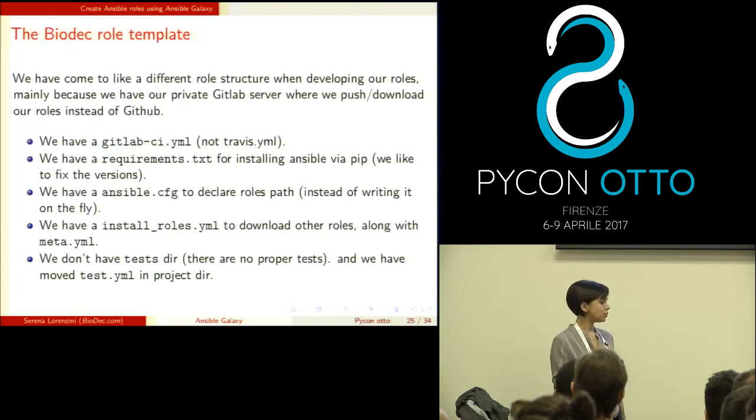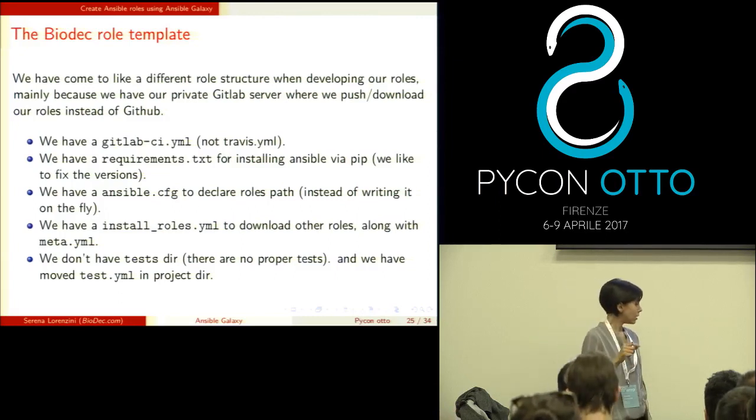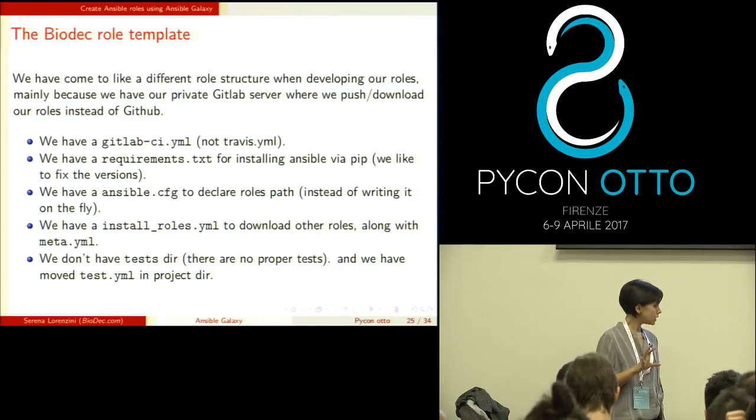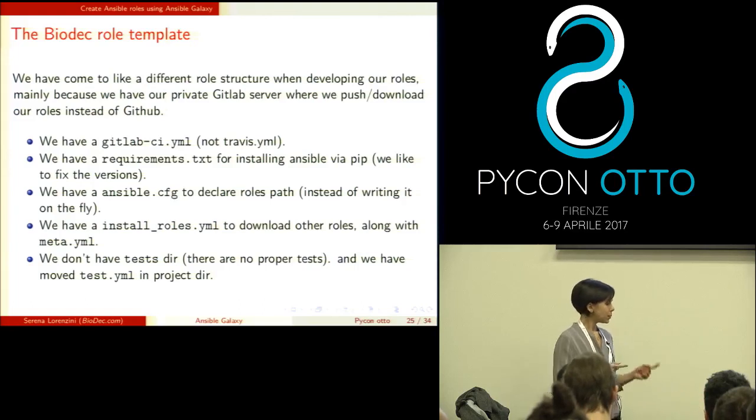So we have come to like a different role structure for developing Ansible roles. We don't want a Travis YAML file, we want a GitLab CI YAML file because we are pushing the code to GitLab. We want to fix the Ansible version, so we want a requirements file in the Ansible project. We want an Ansible configuration file there to declare the roles path because we don't have a test directory, as there are no proper tests. We put the test YAML file along with the production YAML file. They are just run on different inventories. They're not separated into a test directory and a production directory, let's say.